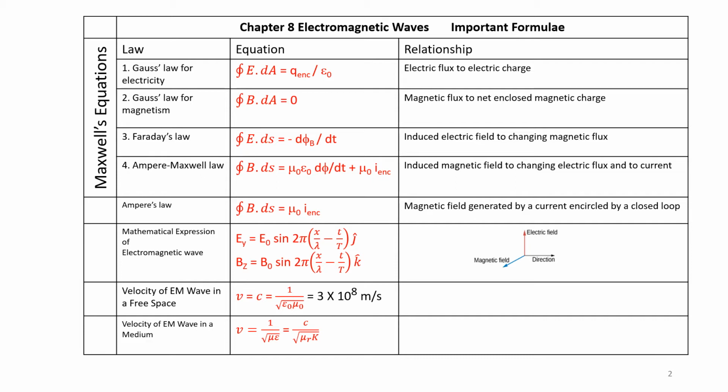The velocity of electromagnetic waves in free space is V equals C equals 1 over square root of epsilon naught mu naught, which is given by 3 into 10 to the power of 8 meters per second. The velocity of an electromagnetic wave in a medium is V equals 1 over square root of mu epsilon, that is equal to C over square root of mu r epsilon r. With this we conclude this part of the discussion on electromagnetic waves. Thank you.